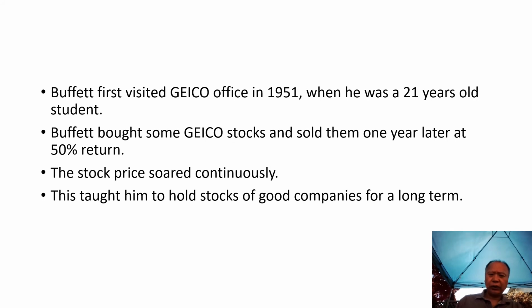Buffett first visited the GEICO office in 1951 when he was a 21-year-old student. Later, Buffett bought some GEICO stock and sold it one year later at a 50% return. That was a very high return. After he sold, the stock price of GEICO soared continuously. This taught him a lesson to hold stocks of good companies for the long term.